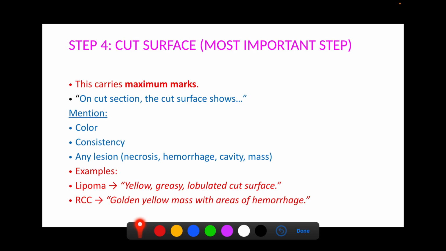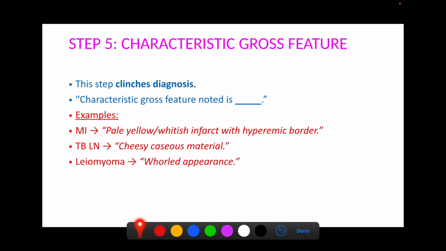So here on cut section, the cut surface shows, so mention color, consistency, necrosis, hemorrhage, cavity, mass, etc. Like suppose a specimen of lipoma, here it is yellow greasy lobulated cut surface. Renal cell carcinoma, so it is having golden yellow mass with areas of hemorrhage. So it is very important to see the cut surface properly and describe it properly.